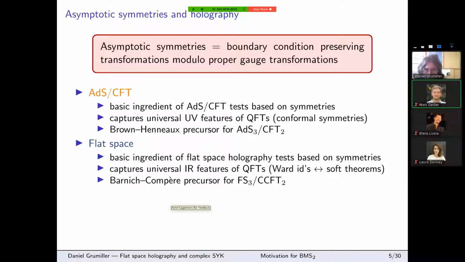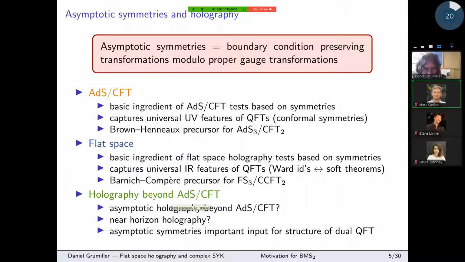Now, in higher dimensions, the flat space symmetries, the so-called BMS symmetries, capture universal infrared features of quantum field theories in flat space. This is due to work by Andy Strominger and collaborators that relates the Ward identities associated with BMS symmetries to soft theorems. And 20 years after the Brown and Henneaux work, there was a corresponding work in 3 dimensions. So the Barnich-Compère analysis was an important precursor for the correspondence between flat space Einstein gravity and Carrollian conformal field theories in 2 dimensions.